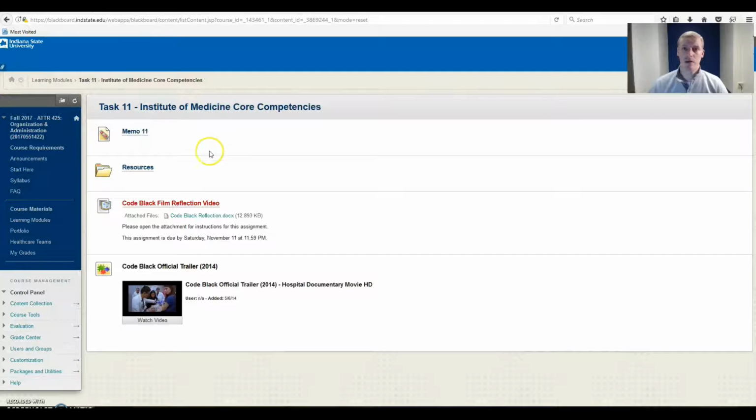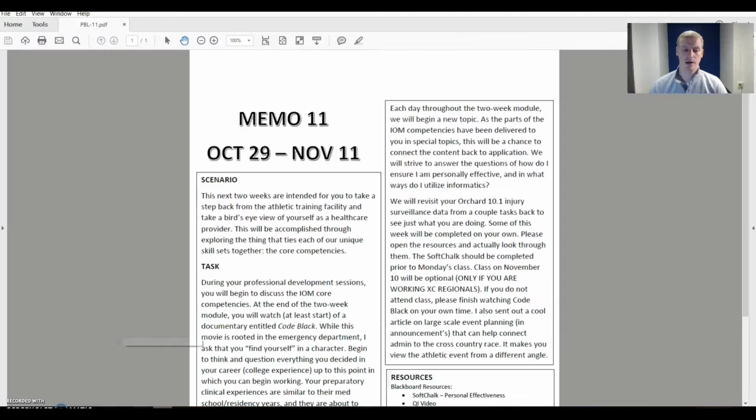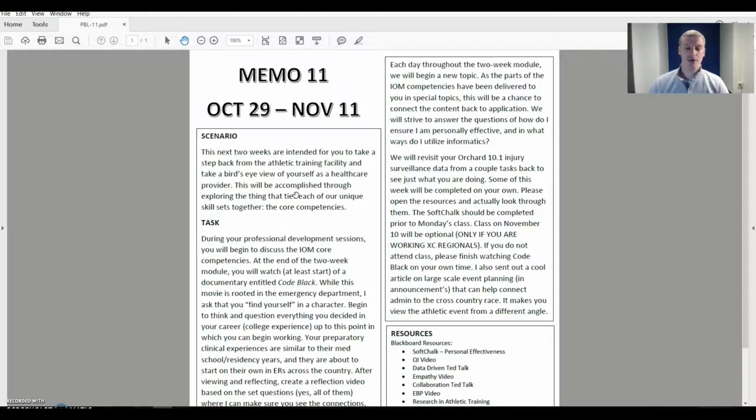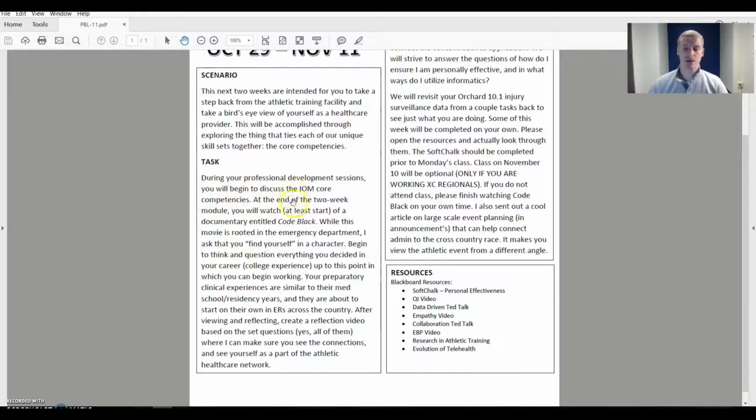In addition, on the Blackboard page, we also have the memo. I'm going to actually go to the PDF of this. So each week, each task, they receive a memo and it tells them what they should expect. So this scenario is over the next 2 weeks, they take a step back from facility design and take a bird's eye view of themselves as a healthcare provider. In that, they have their task, which ties into their weekly assignment.